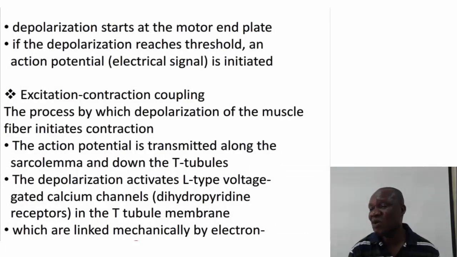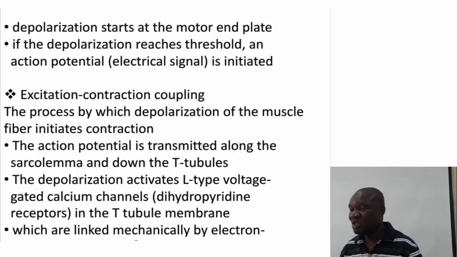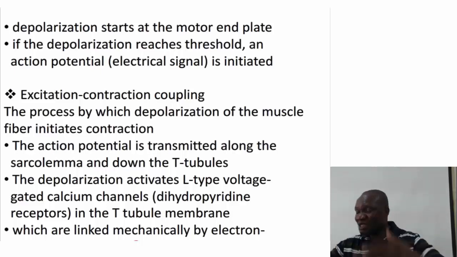Now, when the muscle is stimulated by a motor neuron, usually through transmitters, there is depolarization, and an action potential will be initiated. And you know the action potential. The action potential is initiated in the sarcolemma, that is the plasma membrane that surrounds the muscle fiber.